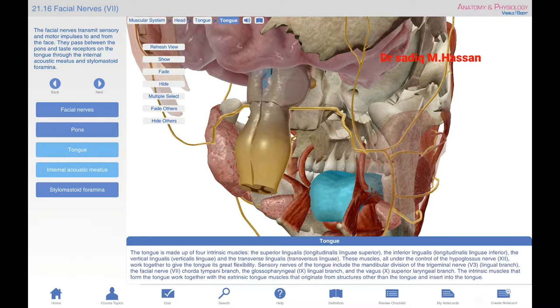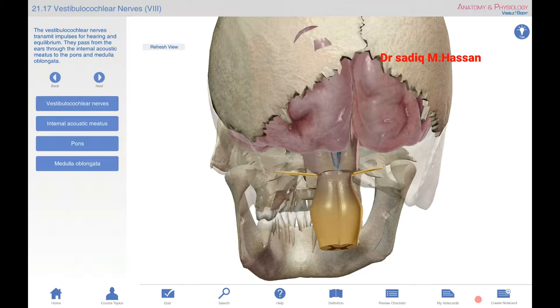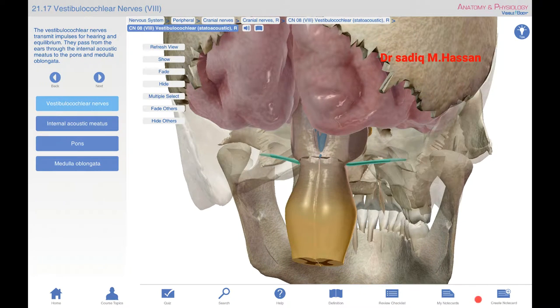Let us move to the next one. We have finished the facial nerve, so now the vestibulocochlear nerve. What does it do? The vestibulocochlear nerve transmits impulses for hearing and equilibrium, or balance. They pass from the ears through the internal acoustic meatus to the pons and medulla oblongata.